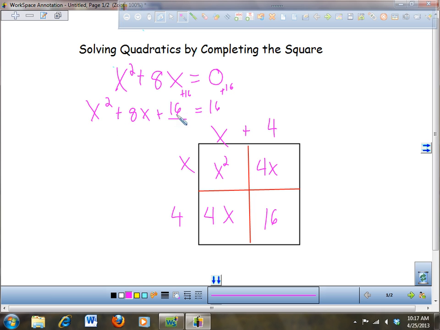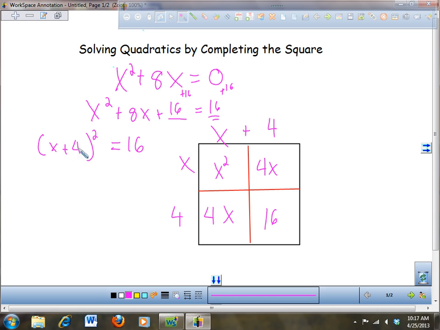But the reason I did this is because I can rewrite x squared plus 8x plus 16 as x plus 4 times x plus 4. See that? Okay? So now I have x plus 4 squared, which is x plus 4 times x plus 4, would give me this. That's equal to this side, which is 16. Now you do algebra to solve this. This is just kind of where it comes from, and then I'll go through some more examples of solving this by completing the square, but I'm trying to show you where it comes from.